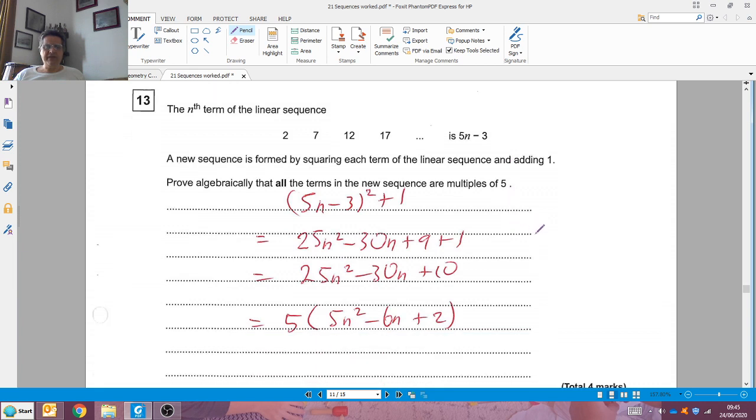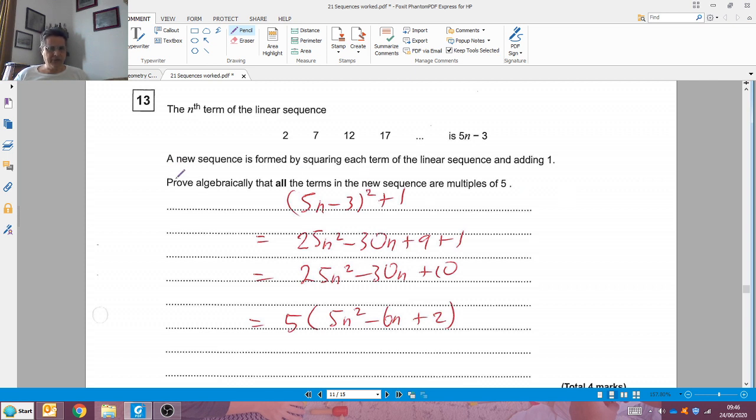This is a beautiful piece of algebra, it's lovely. The new sequence is formed by squaring each of these terms of this linear sequence and then adding 1. Okay, really? Okay, let's make a new sequence. So I square each of those and then add 1.